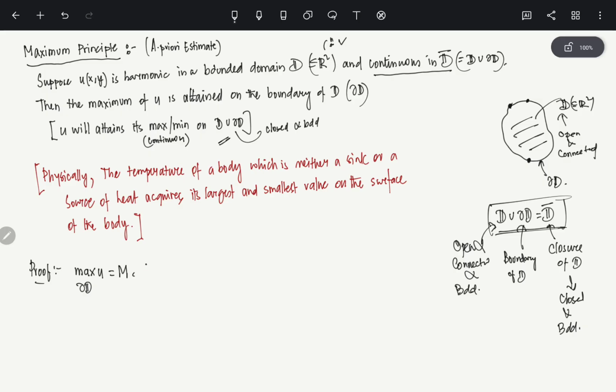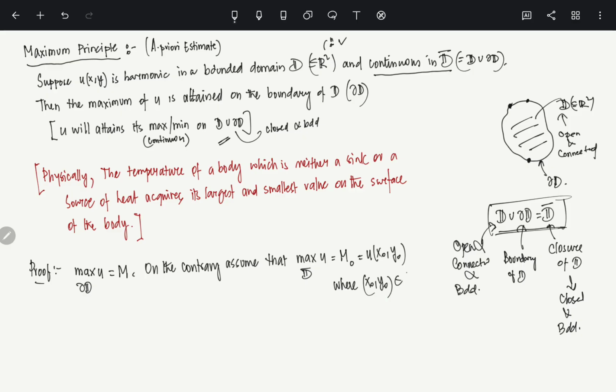So let's say, on the contrary, assume that the maximum of u over D bar, so D union the boundary, let's say that is m naught. Yes, that is m naught, and that is actually attained in the interior somewhere, where x naught y naught is in D. Yeah, so this is our assumption. What we are doing is this. We are saying that the maximum is attained somewhere on the boundary. If you just restrict u to the boundary, there is a maximum which is m.